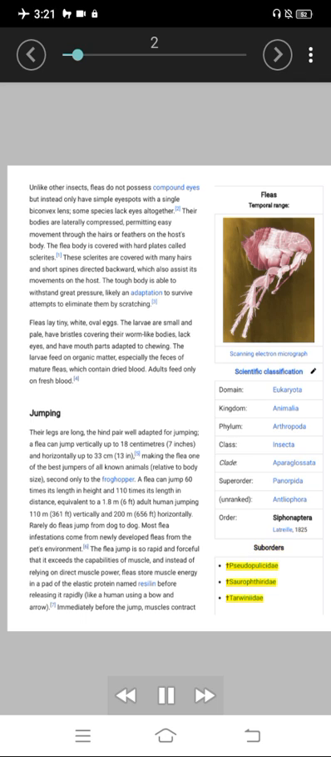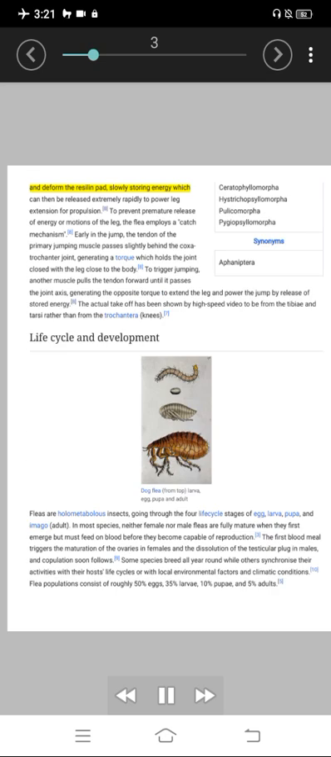And deform the resilin pad, slowly storing energy which can then be released extremely rapidly to power leg extension for propulsion. To prevent premature release of energy or motions of the leg, the flea employs a catch mechanism. Early in the jump, the tendon of the primary jumping muscle passes slightly behind the coxotrochanter joint, generating a torque which holds the joint closed with the leg close to the body.